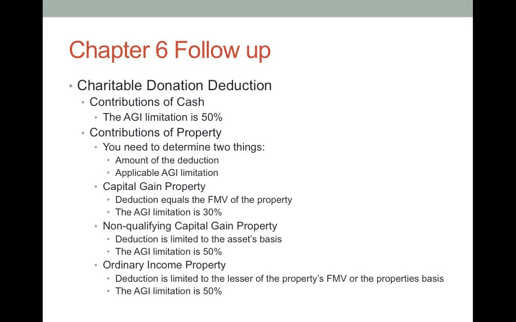Okay, so if it's ordinary income property, again, inventory, anything you held for less than a year, and capital gain property where the fair market value is less than the adjusted basis, then your deduction is limited to the lesser of the fair market value or the property's basis. And the AGI limitation for this type of property is 50%. And again, in a second, we'll talk about what that means.